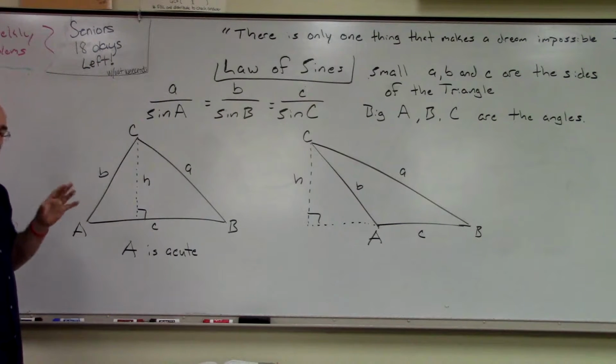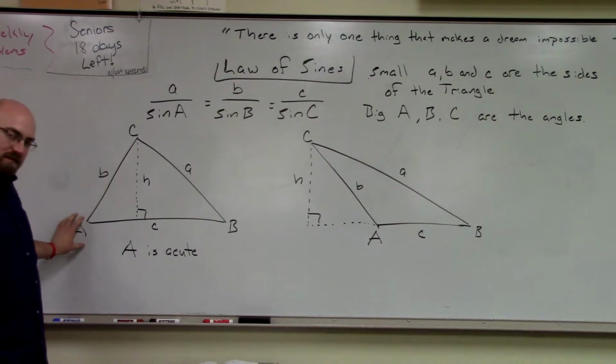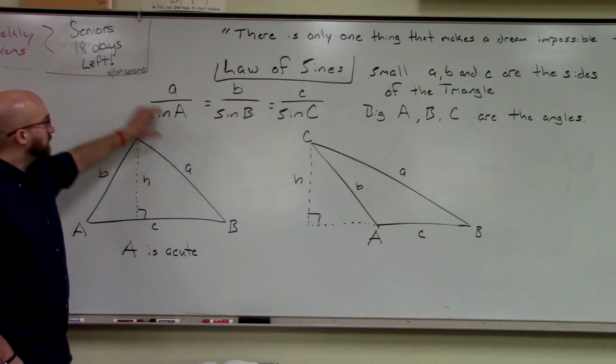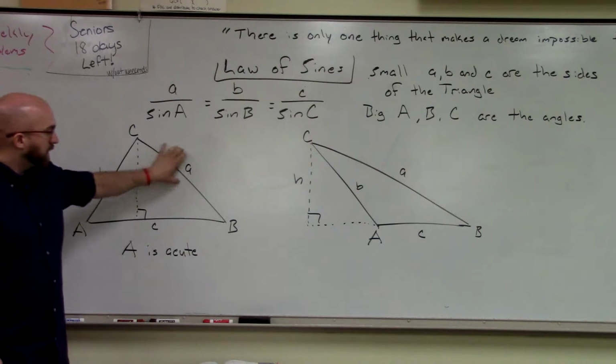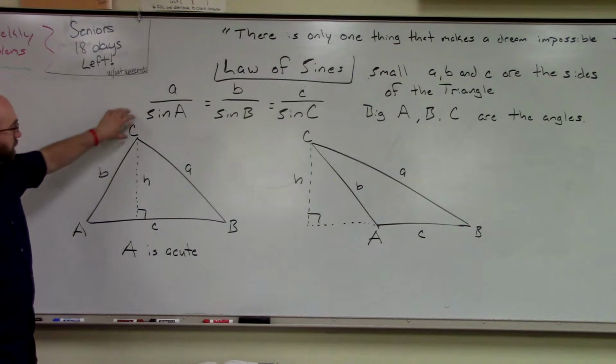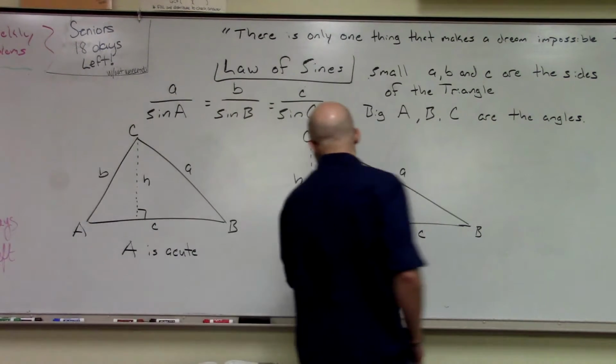So you can see, there's kind of a pattern. Whatever you decide to make your angle A, whatever that angle is, the side opposite of it relates to it in terms of our proportion. As you can see, little a, big B, big C, little c. Same thing if I come over to where A is obtuse.